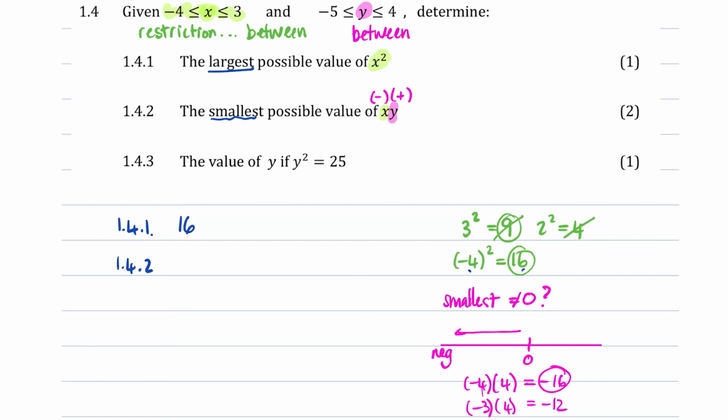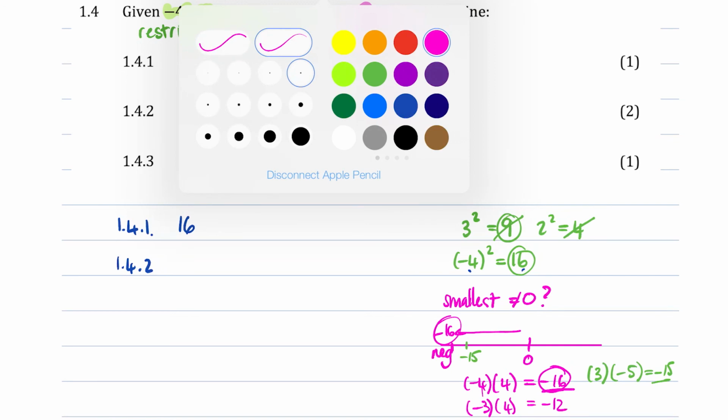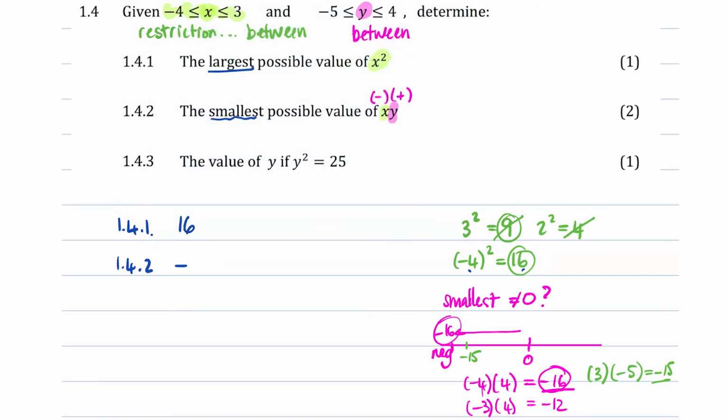But you might be thinking, what happens if I took a positive number from the x values, like positive 3, and multiplied it by that very negative 5? What does this give me? This gives me negative 15. Is this larger than negative 16 or smaller? Here's negative 15, and negative 16 is further left. So the smallest possible value of x times y is negative 16. That's when x is negative 4 and the y value is positive 4.